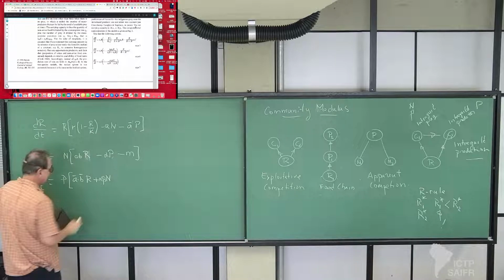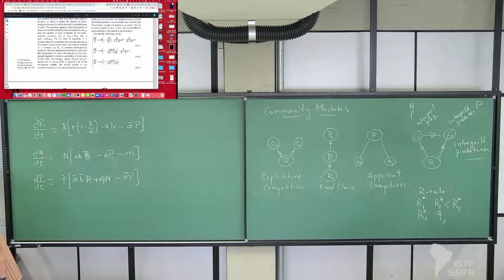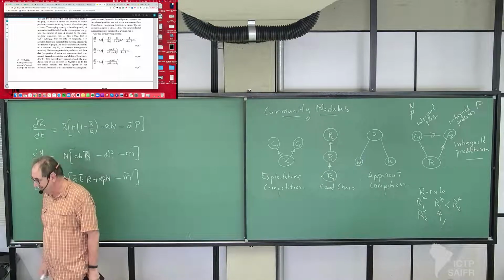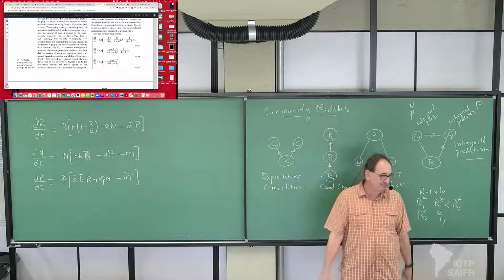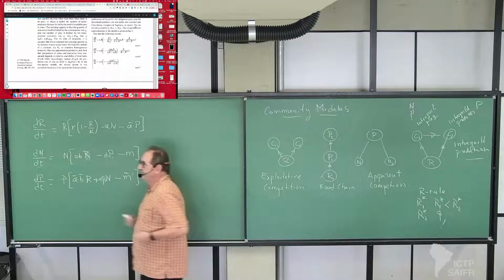So we have the equations. There's a question online: why are we using a logistic-like approach to model the resource and not the chemostat? I could have done it the other way around also. I could have used the chemostat form. The chemostat is more for a controlled situation, and this is a more wild situation. But the results would still be true.